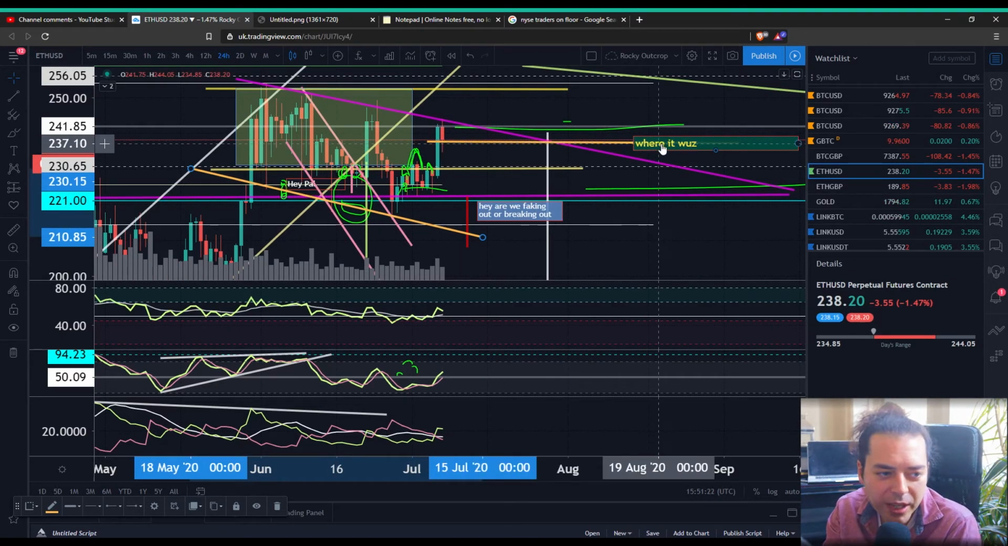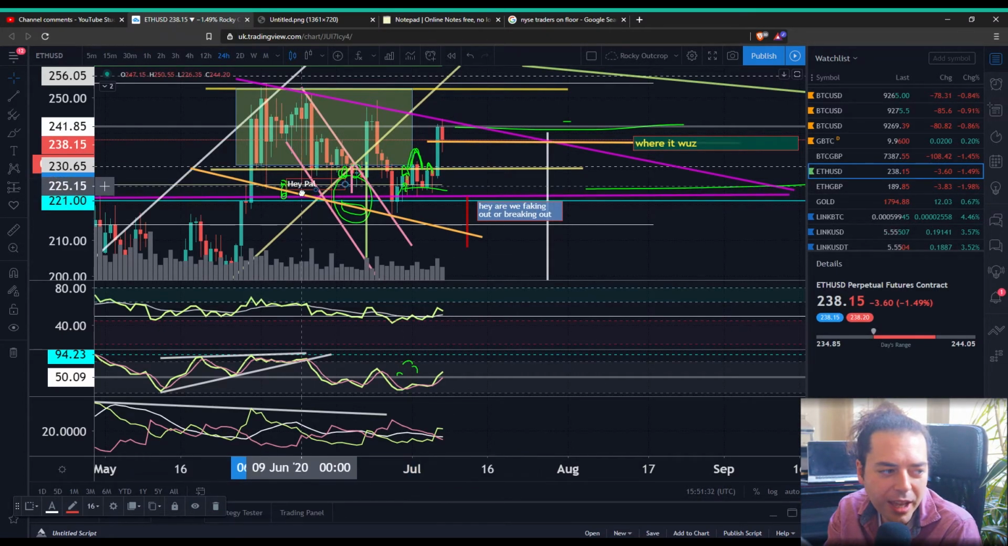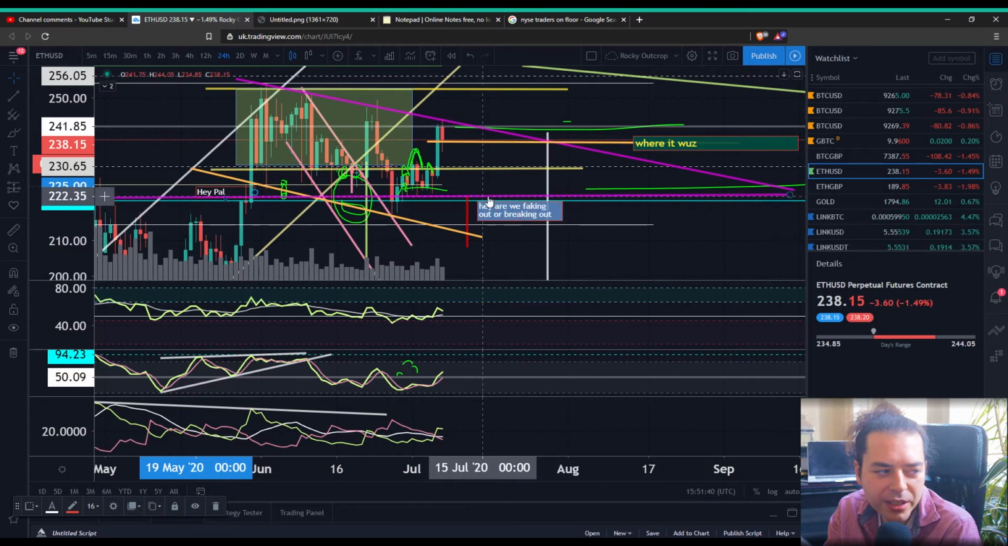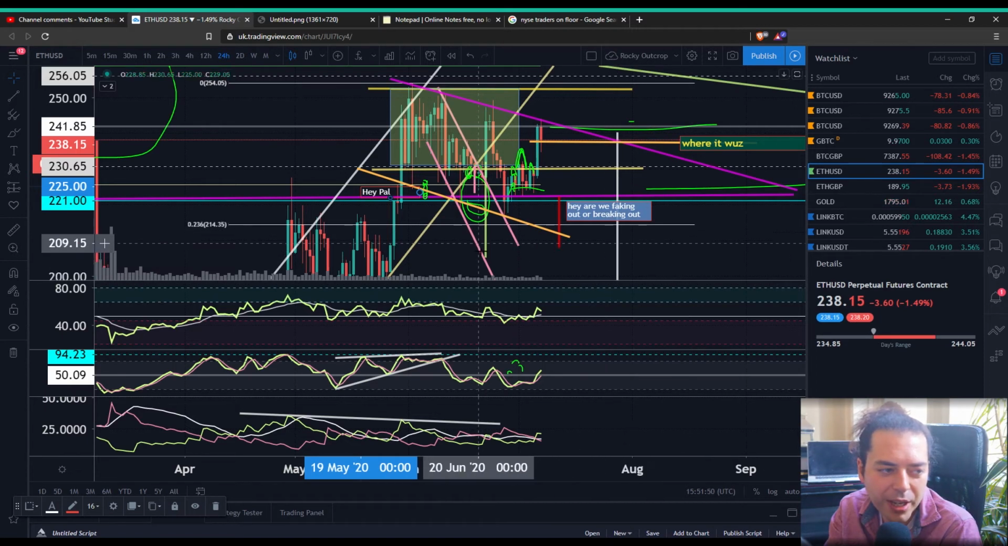So we're looking to see if we can not only stay above where it was, but move beyond this line at 242. And if not, then we're looking towards 230, 225 for the Hey Pal line. That's what that's called, the Hey Pal line. And then we're going to be asking the question, if we go anywhere down to the 220 areas, are we breaking out or faking out? With this white line going sideways at 236, if we move beyond that, then we're not faking out, we're breaking out.